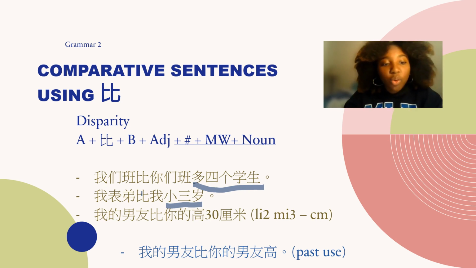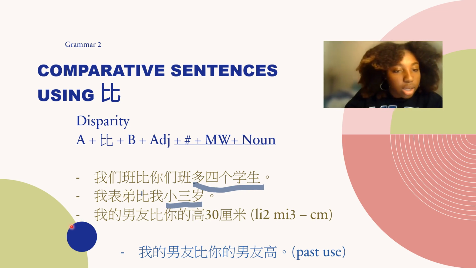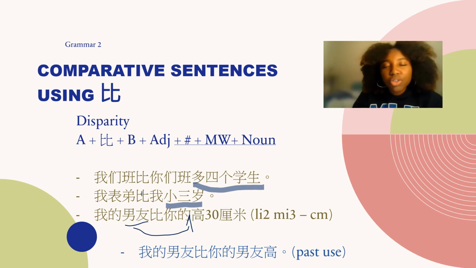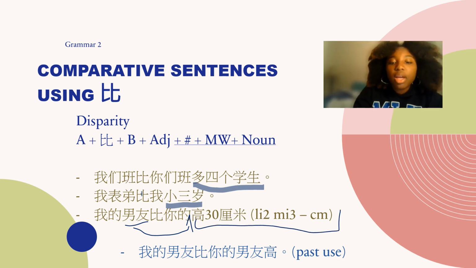So 第三个, 我的男友比你的高30厘米. So 我的男友比你的, and what is not here? The things that can be omitted. 你的. We know it's your what? 你的男友. And 男友 is what? 男朋友. Omissions left and right. 我的男友比你的男友高30厘米.